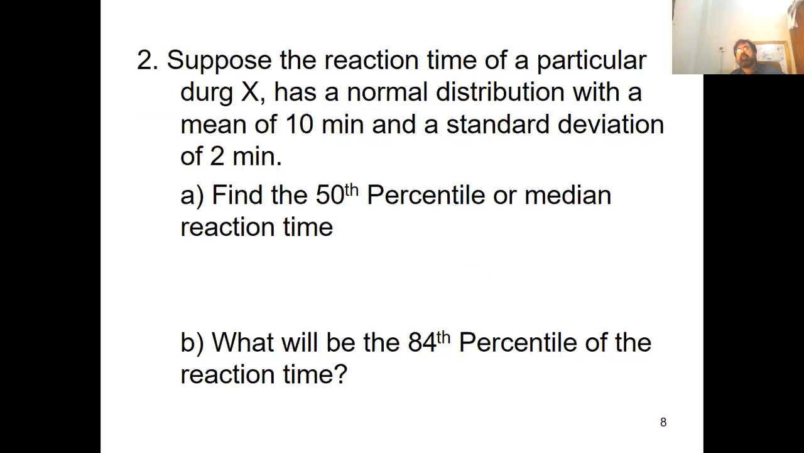Suppose the reaction time of a particular drug X has a normal distribution with a mean of 10 minutes and a standard deviation of 2 minutes. Find the 50th percentile or median reaction time. What will be the 84th percentile of the reaction time? First, we have to calculate how the individual score is calculated from the z-score and from the percentile. So first we have to learn this.